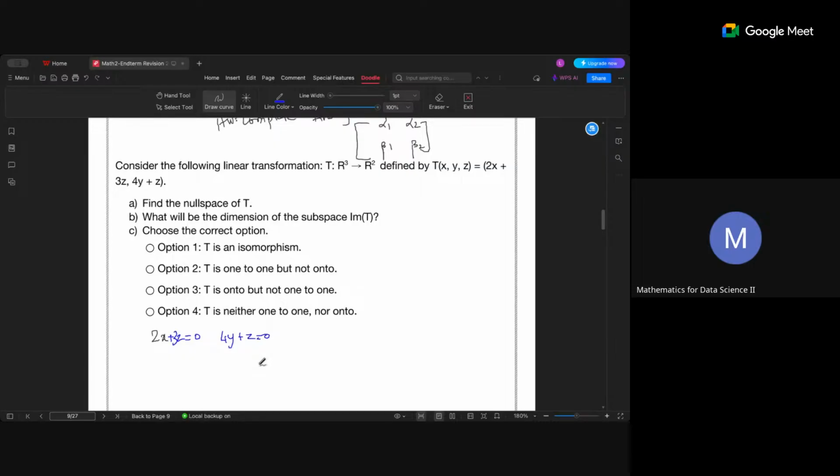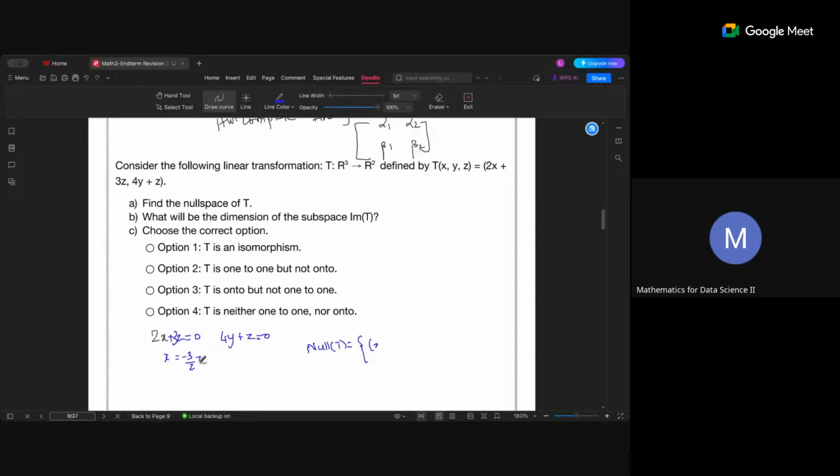Now you have z common in both places, so maybe you can fix z in both scenarios. So z is equal to minus 2 by 3 x, and here z is equal to minus 4y. So null of T is given by the set of all (x, y, z)... maybe I should have x in terms of z and y in terms of z. That is what makes sense. So here you have x is equal to minus 3 by 2.